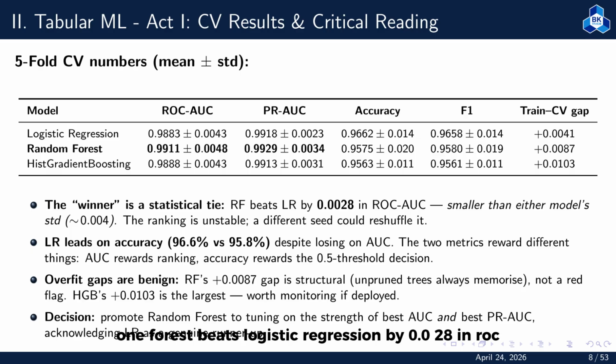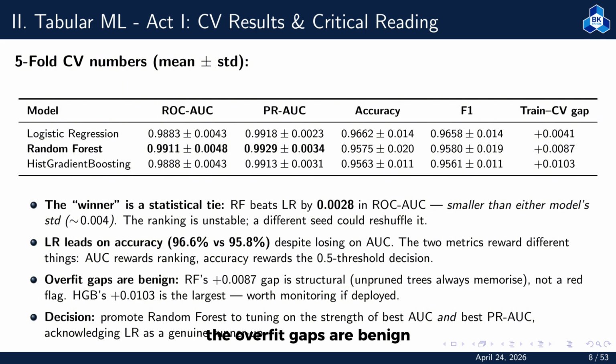Random forest beats logistic regression by 0.002 in ROC AUC, which is smaller than either model's standard deviation of about 0.004. So this is a statistical tie. A different random seed could easily reshuffle the ranking. In fact, LR leads on accuracy, 96.6% versus 95.8%, because AUC and accuracy reward different things. Accuracy rewards the 0.5 threshold decision.